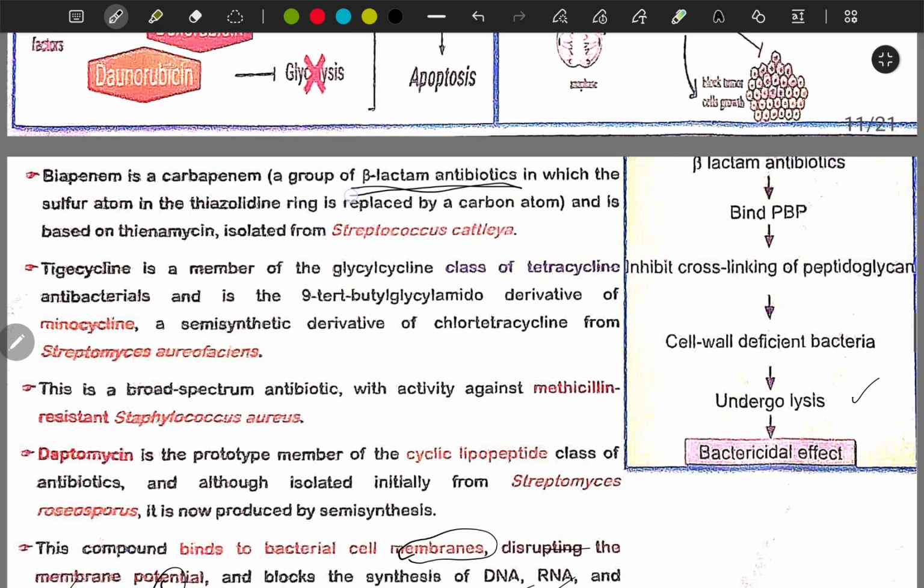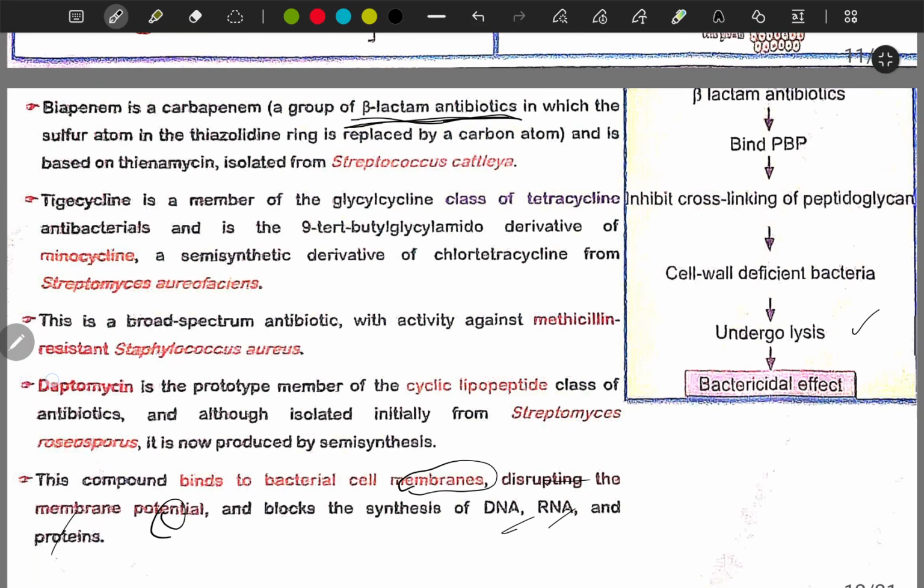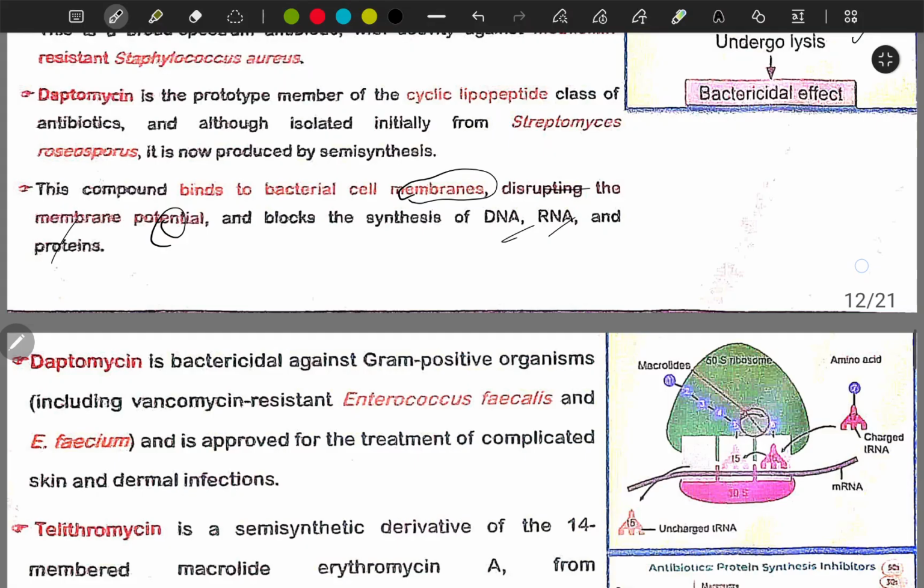Okay, a group of beta-lactam antibiotics: biapenem, tigecycline, daptomycin. Beta-lactam antibiotics bind to PBP and inhibit cross-linking of peptidoglycan. Cell wall deficient bacteria undergo lysis, a bactericidal effect.